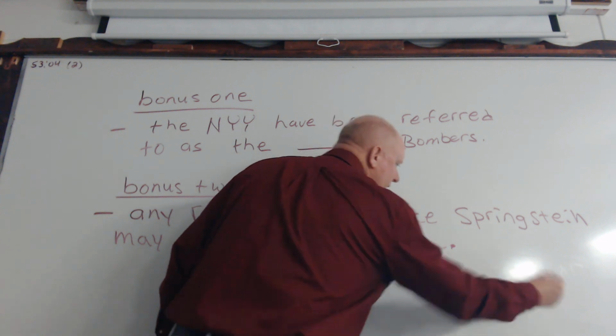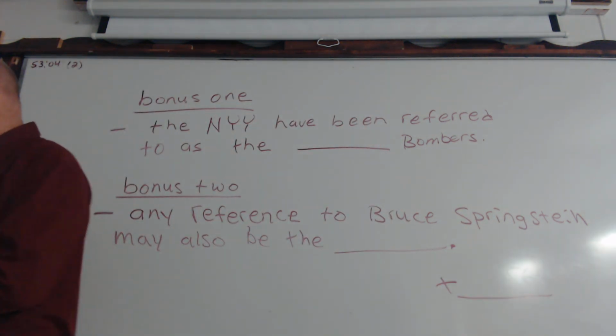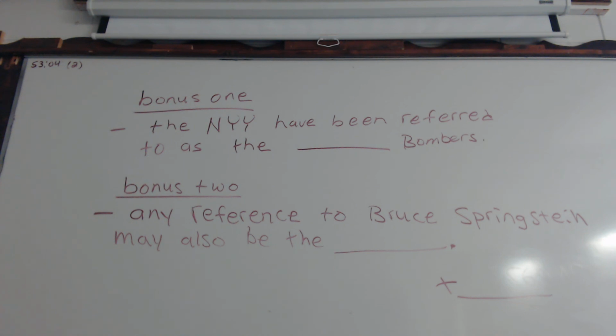Like, for instance, if we were to say the artist Old Blue Eyes, that was Frank Sinatra. It was just a nickname for Frank Sinatra. So when we talk about a reference to Bruce Springsteen, he may be called the blank. So I'm trying to make a correlation with that. We have to find his nickname. They're bonus questions. If you don't like doing them, don't do them.